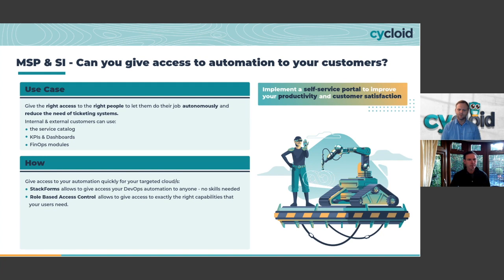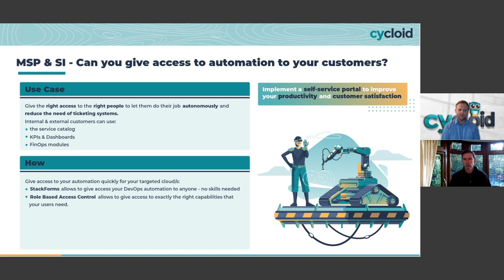So first use case is all about self-service portal. And this is all about improving the productivity of the organization, which is MSP and SI organization, but also the end customer organization, both of them. And it's also about improving customer satisfaction, because obviously the end user will have the steering wheel in his hands. He can trigger automation, manage the life cycle of his infrastructure and application on his own, whatever the skill level of the end user is.